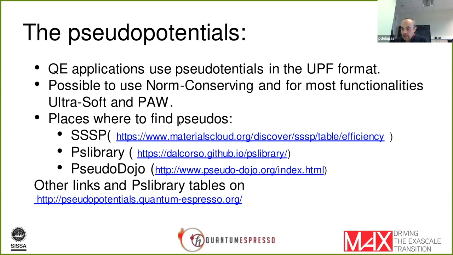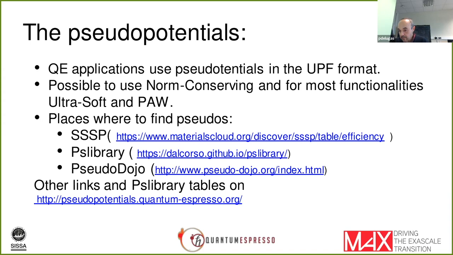One other place where you can download pseudopotentials is the PS library of Andrea Dal Corso, that can be downloaded directly from his GitHub repository. Then there is the PseudoDojo library that is formed by norm-conserving pseudopotentials, multi-projector norm-conserving pseudopotentials, that have been computed with the ONCVPSP code.